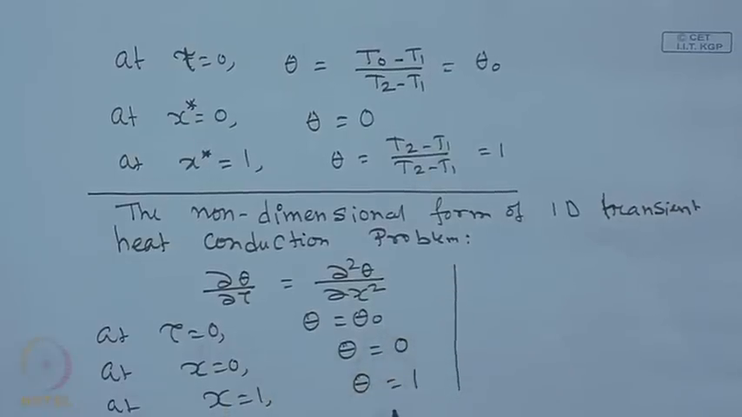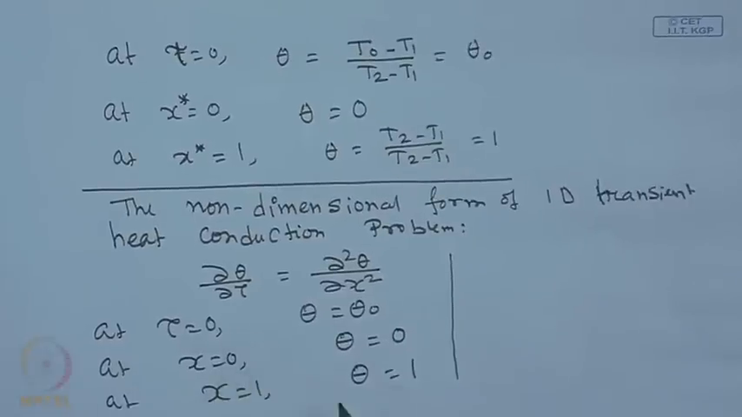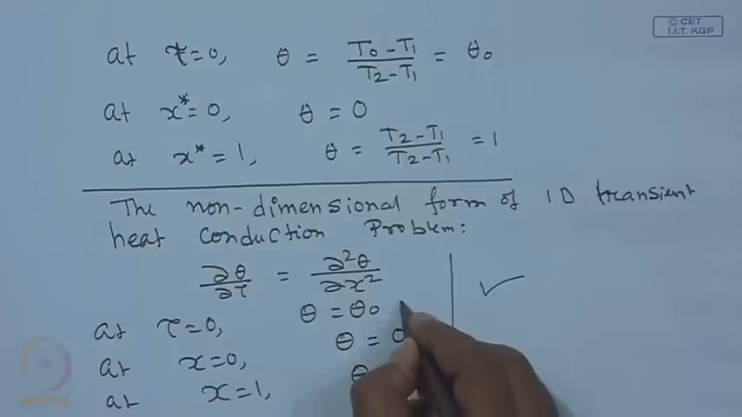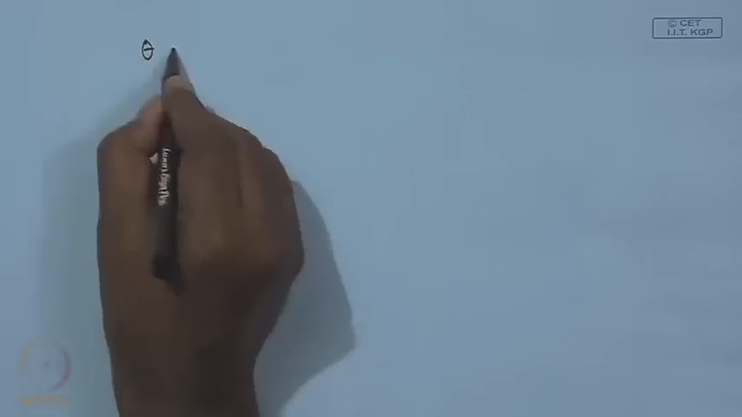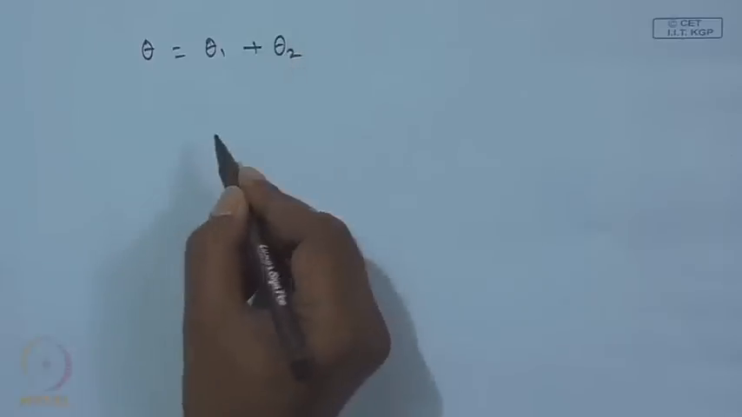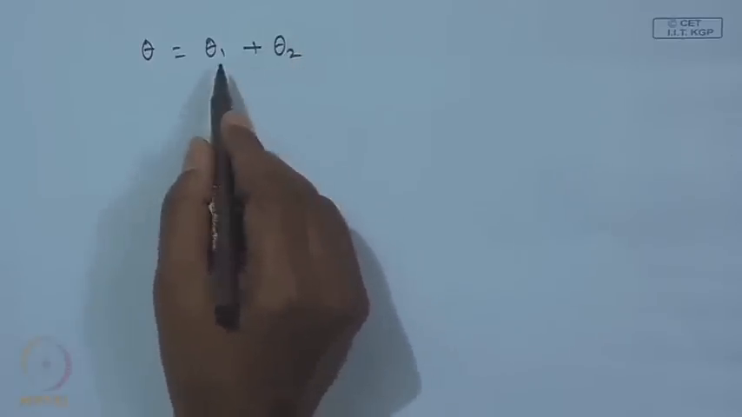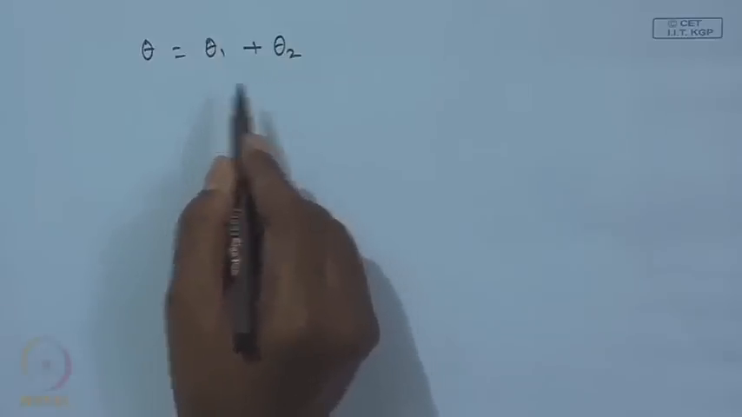So, we solve this problem, we just omitted the x star part, we make it x to make our calculations convenient. So, we are going to solve this equation. If in the original problem we had three sources of non-homogeneity, in this problem we have only two sources of non-homogeneity. Therefore, this problem has to be divided into two sub-problems, because there are two sources of non-homogeneity. So, we will be having theta is equal to theta 1 plus theta 2, where each such sub-problem will be having only one non-homogeneity at a time.